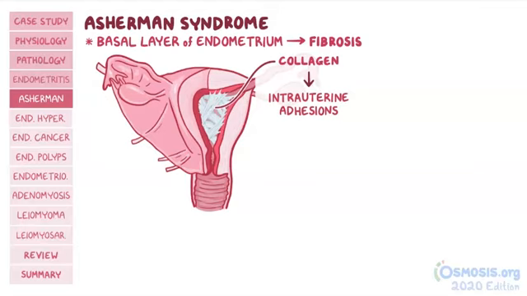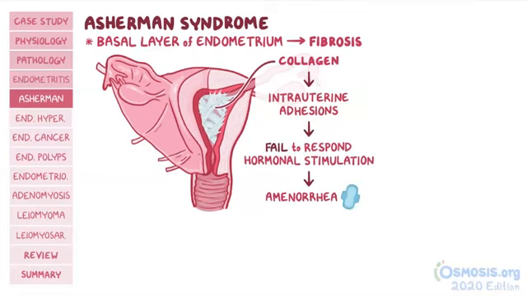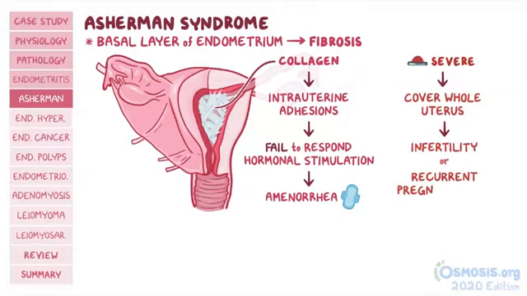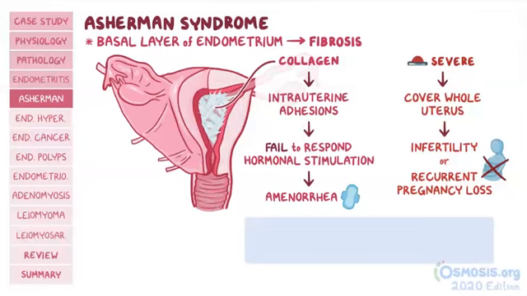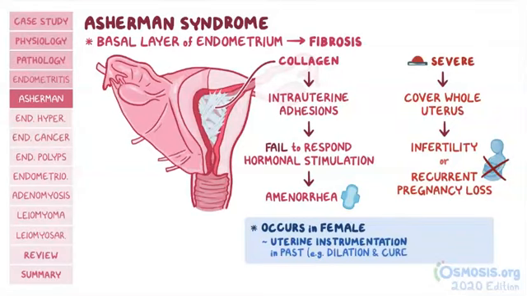This whole process causes the endometrium to fail to respond to hormonal stimulation, leading to amenorrhea, or the absence of menstrual bleeding. In severe cases, these fibrous bands can cover the whole uterus, causing infertility or recurrent pregnancy loss. Now, for your exams, it's important to remember that this typically occurs in a female who has undergone uterine instrumentation in the past, like dilation and curettage.